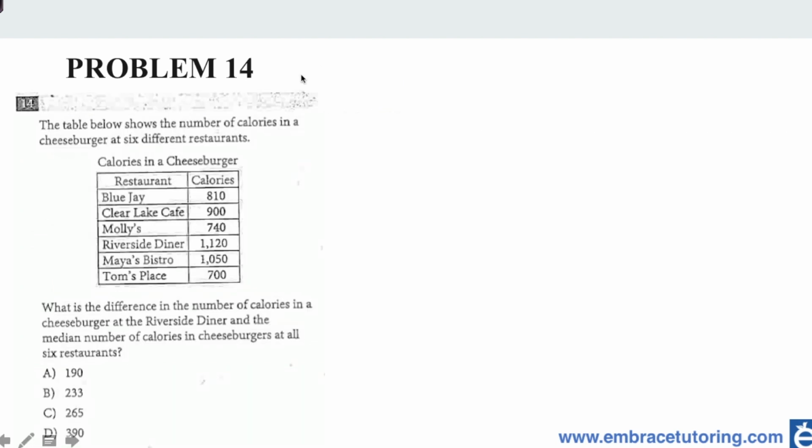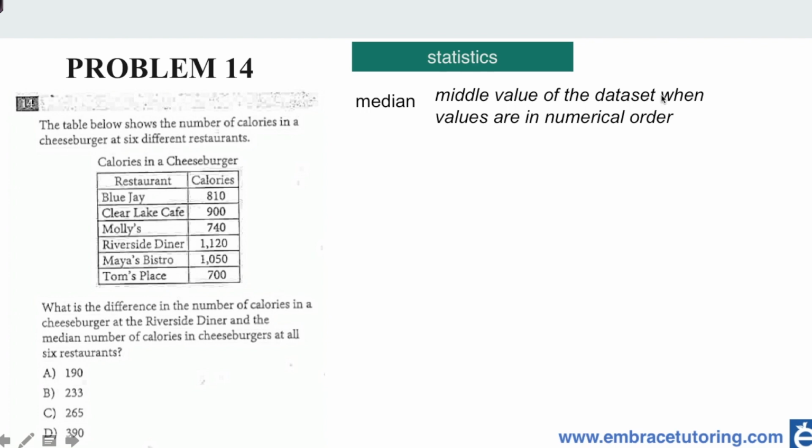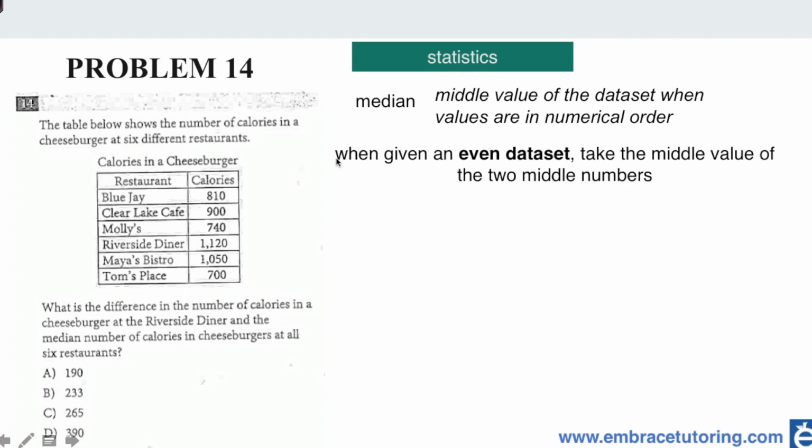Problem number 14 states, the table below shows the number of calories in a cheeseburger at 6 different restaurants. What is the difference in the number of calories in a cheeseburger at the Riverside Diner and the median number of calories in cheeseburgers at all 6 restaurants? Once again, referring to basic statistics, whenever they're referring to median, they're referring to the middle value of the data set when the values are in numerical order. Something important to note is that here we're at 6 different restaurants, and whenever you have an even number of values within the data set, you then have to take the middle value of the 2 middle numbers, meaning you basically have to add them together and then divide by 2. So when given an even data set, take the middle value of the 2 middle numbers by adding them together and then dividing by 2.